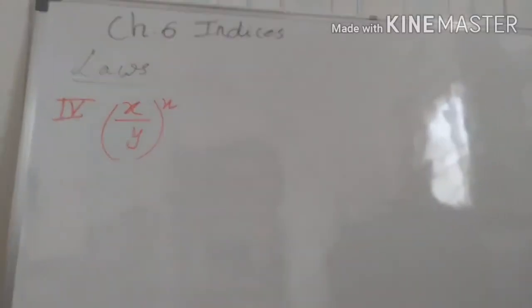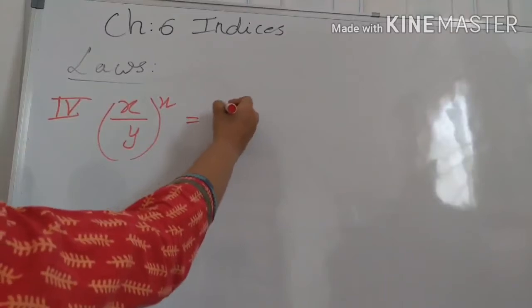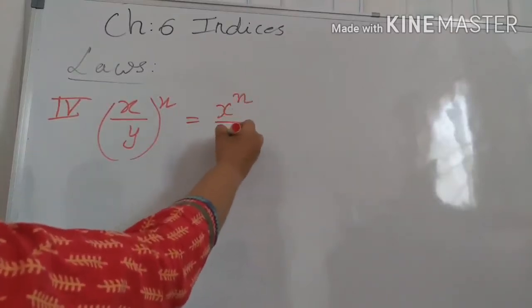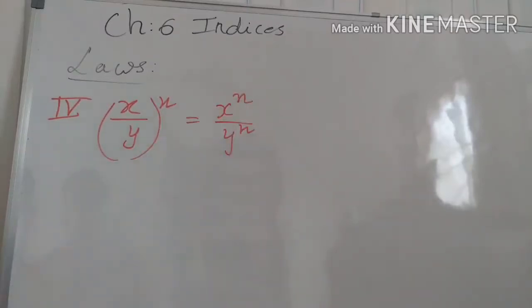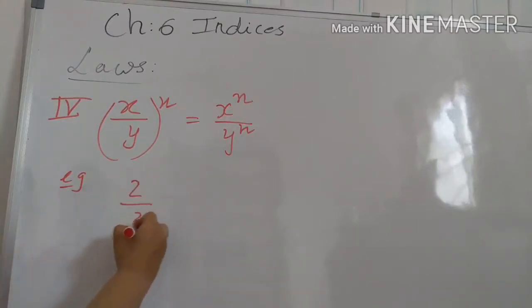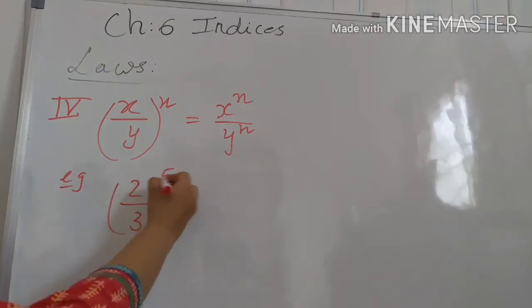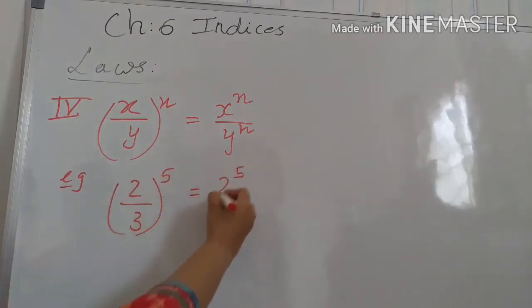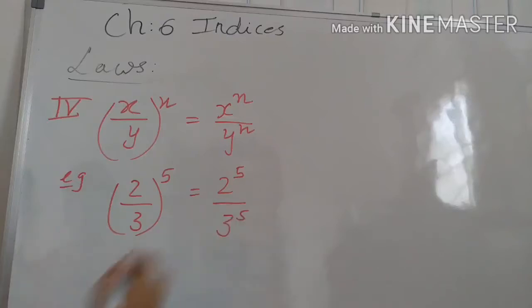Here x and y are two different variables and there is power n on it. So here we can write x raised to n upon y raised to n. Separately we have the two variables with power. Taking the example 2 by 3 power 5, it will be 2 raised to 5 upon 3 raised to 5.